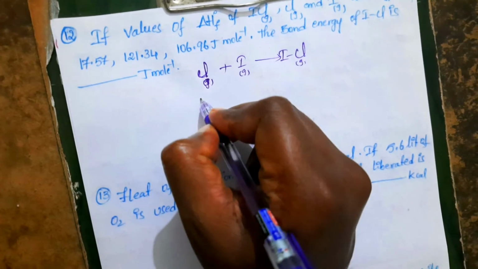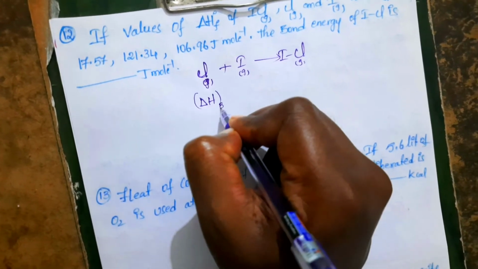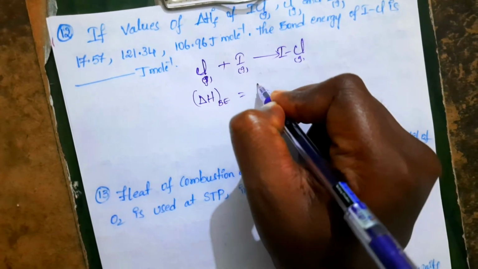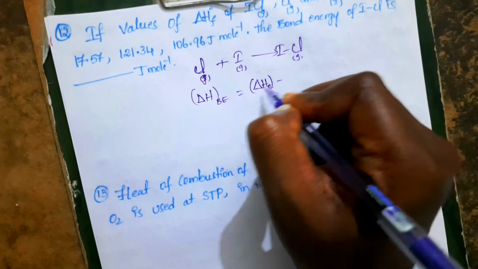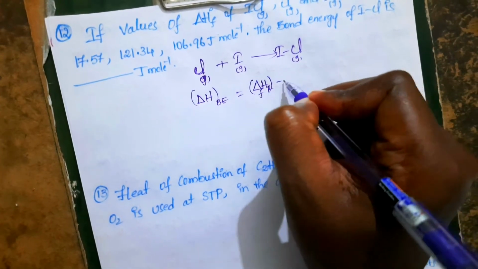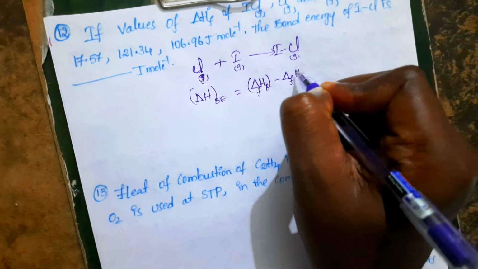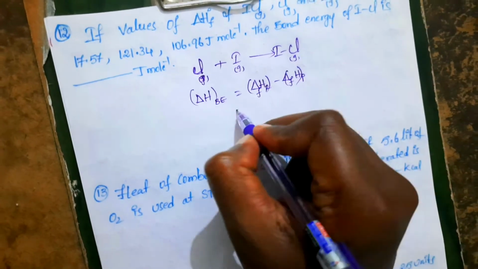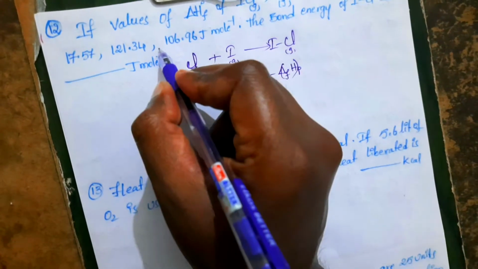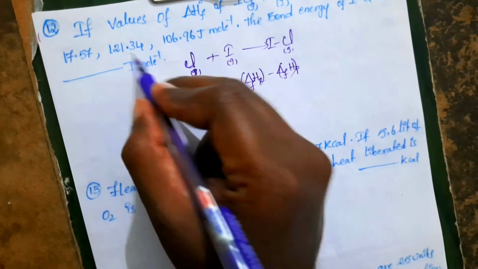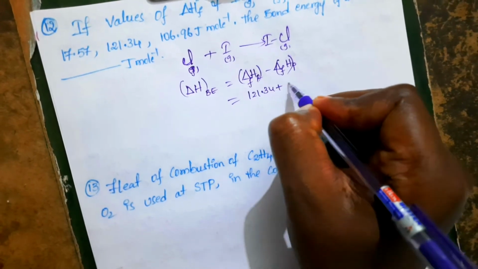The bond energy, that is delta H in terms of bond energies, you will get it as bond energy of reactants minus enthalpy of formation of reactant minus enthalpy of formation of products it will be. Okay. So now what is the reactant here? Chlorine and iodine. Now chlorine is how much here? Chlorine is 121.34 plus iodine is how much?